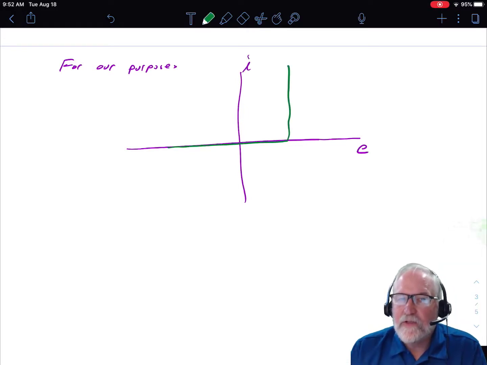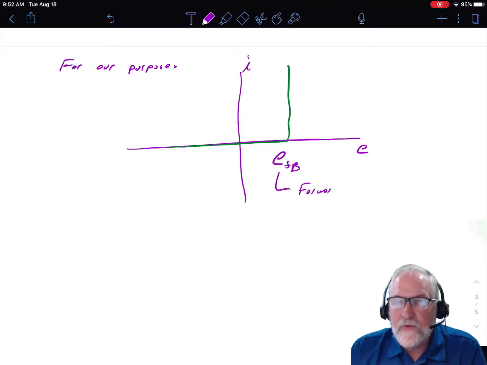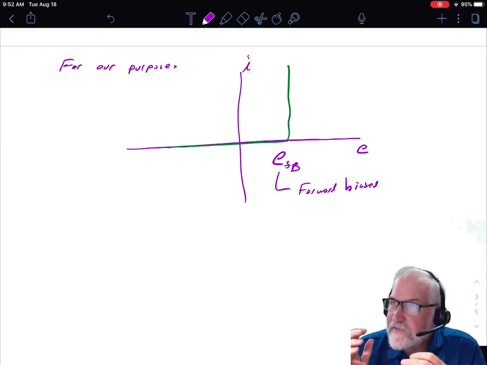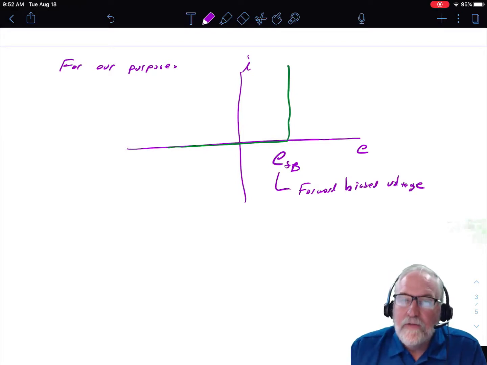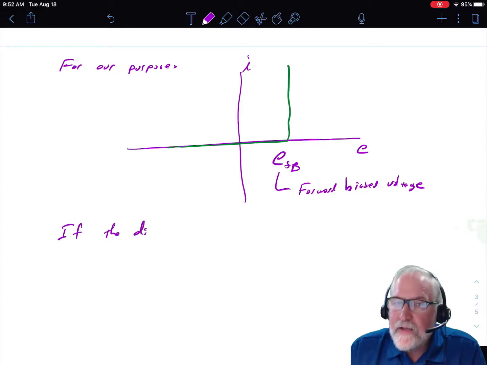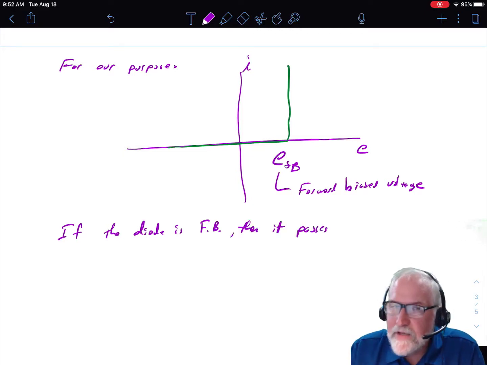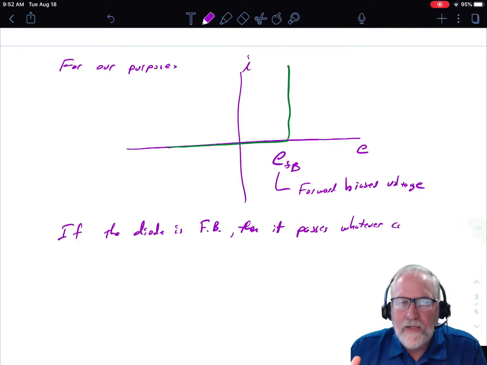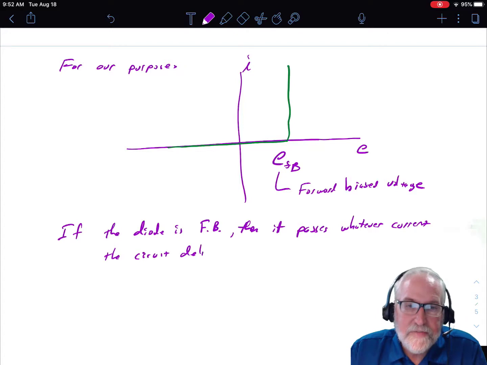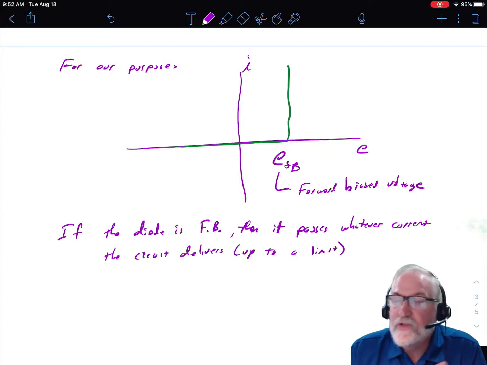We're going to say the characteristic looks like this, like the green line here, that at the forward bias voltage, anything above that, it just allows whatever current you can get. Anything below that, it allows no current to go through. And keep in mind, by this model, that forward bias voltage won't ever get bigger than that. Okay, and we're going to talk about that in a second. But by and large, if the diode is forward biased, then it passes whatever current the circuit will deliver. If it's reverse biased, it passes no current.